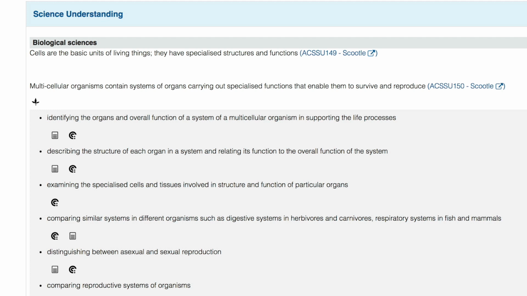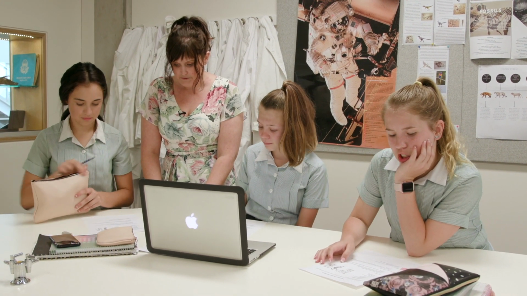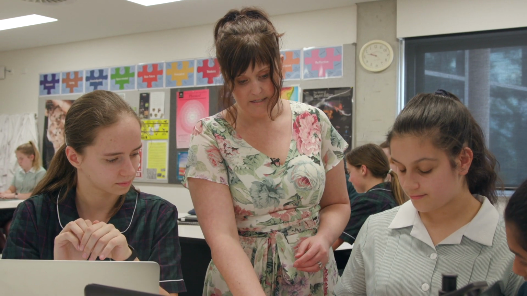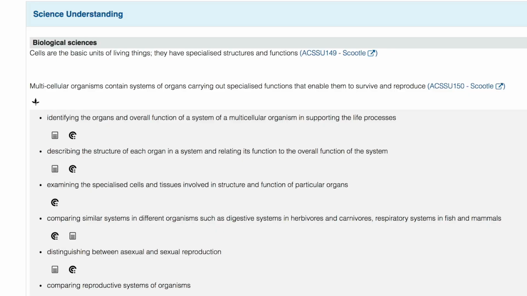So I modified those a little bit in that for my support students, I'm requiring them to only look at one connection for one system, whereas for my extension students, I want them to see connections between multiple systems. And for my extension students as well, I also brought in the elaboration to examine the specialised cells and tissues involved inside of the system.